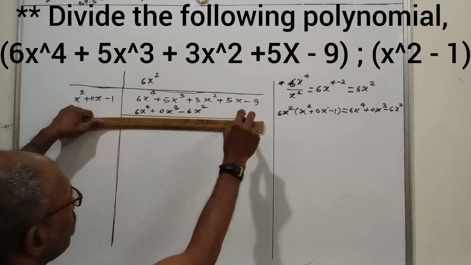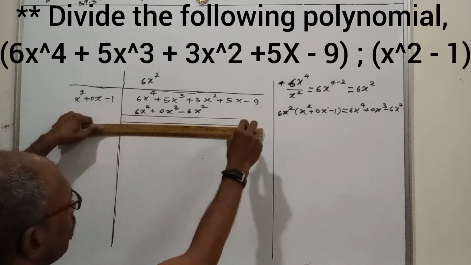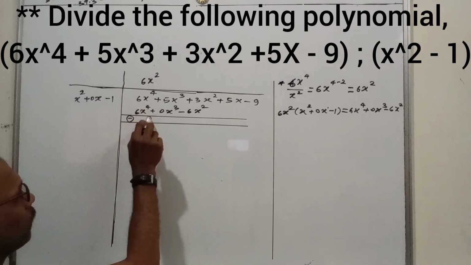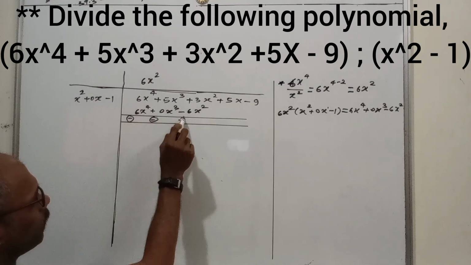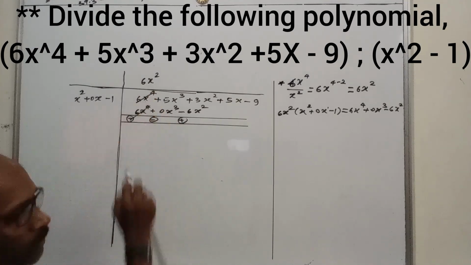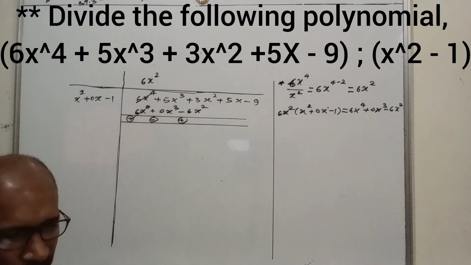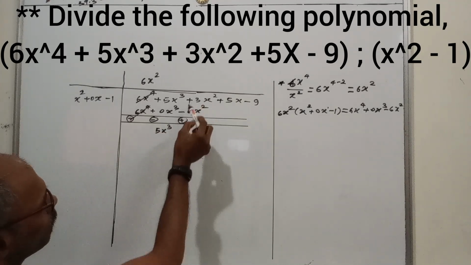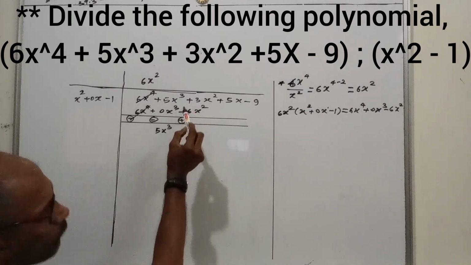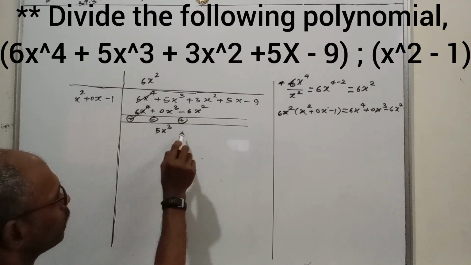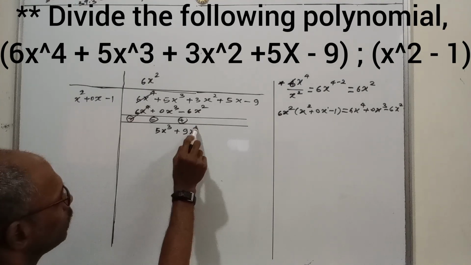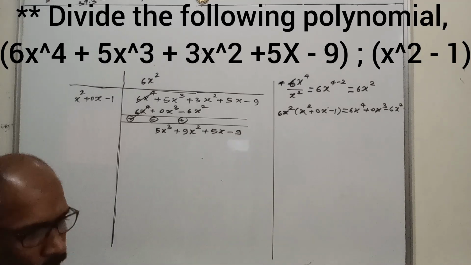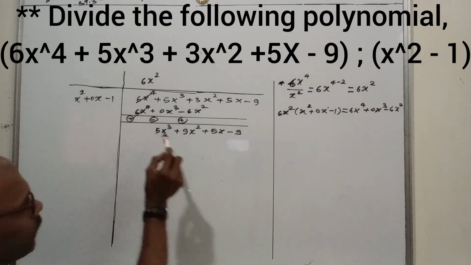Then subtraction. Plus becomes minus, plus becomes minus, minus becomes plus, cancel. 5 minus 0 means 5x cube. Here plus 3x square, now forget minus, plus 6x square. Take these terms below.